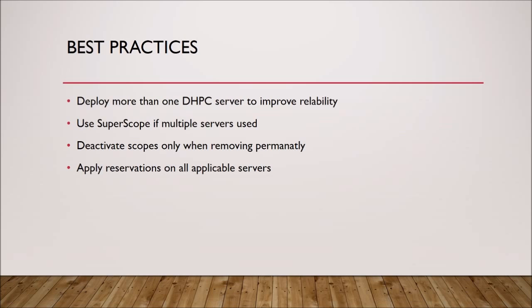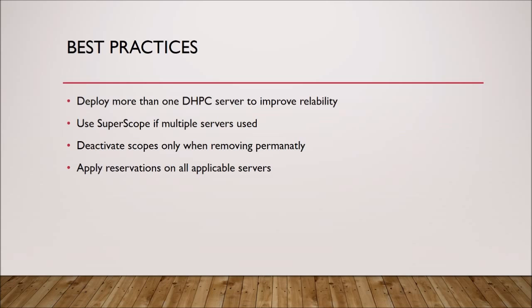Best practices when configuring a DHCP system are to deploy more than one DHCP server to improve reliability. That way, if one server goes down, the other can take its place and continue to provide services to the clients that connect. Also, the use of a superscope is recommended by Microsoft if two or more DHCP servers are used. A superscope combines two or more regular scopes, which allows it to be easily accessed between the multiple servers and easily share information about them between every server.